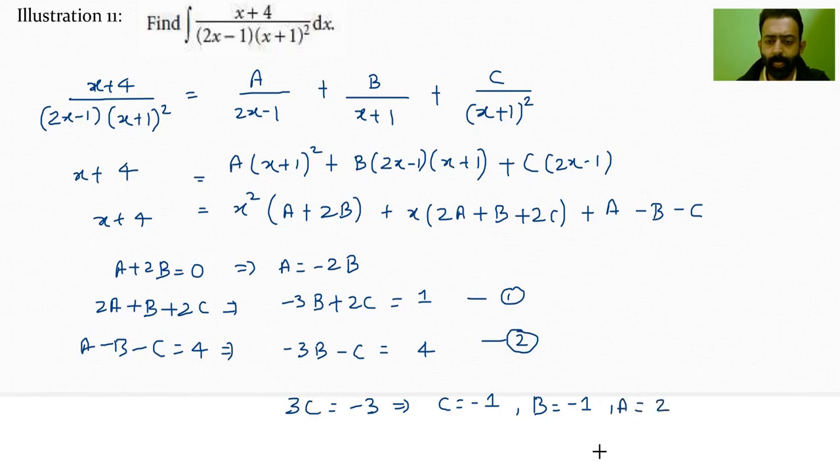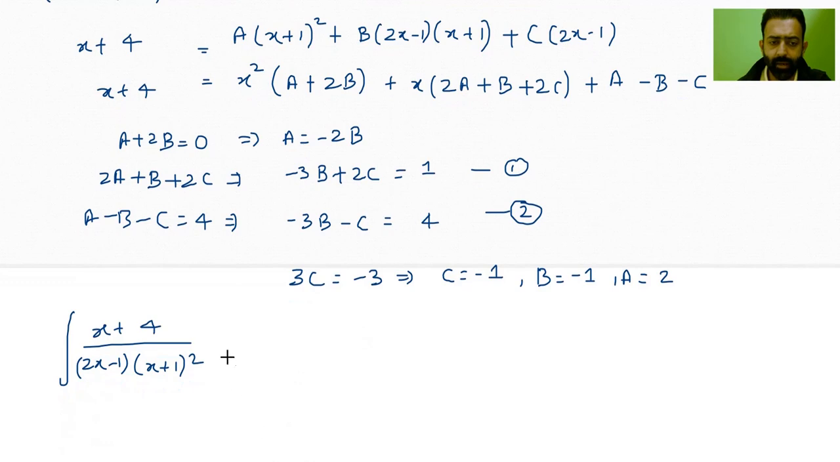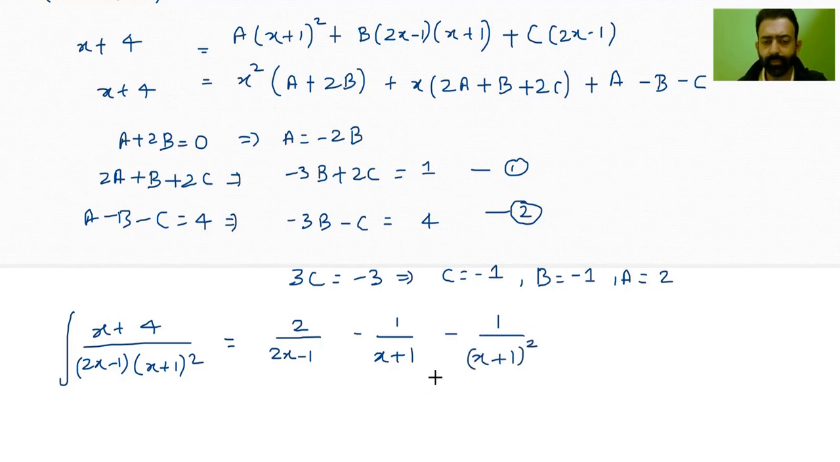Now I have the partial fractions. The whole integrand, (x plus 4) upon (2x minus 1) into (x plus 1) whole square, I can write as: the value of A is 2, so 2 by (2x minus 1); B is minus 1, so minus 1 upon (x plus 1); and C is minus 1, so minus 1 upon (x plus 1) whole square. So now, how can we integrate this?